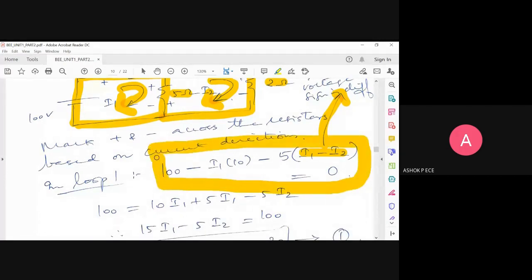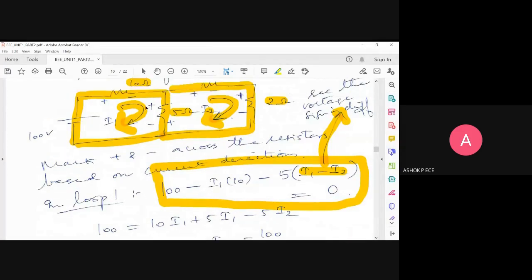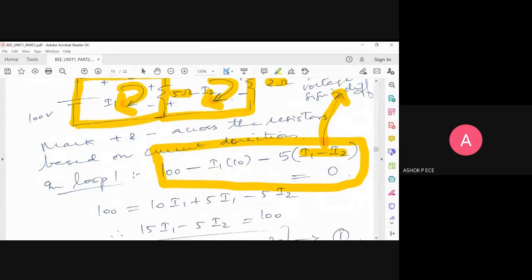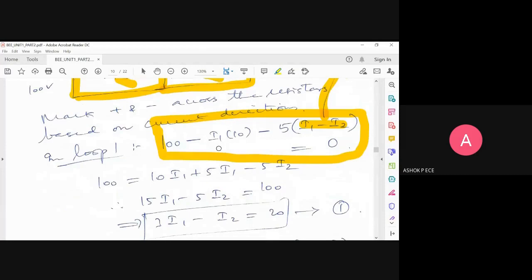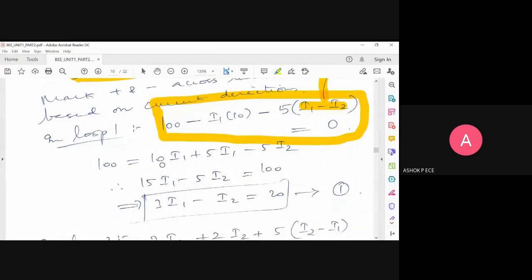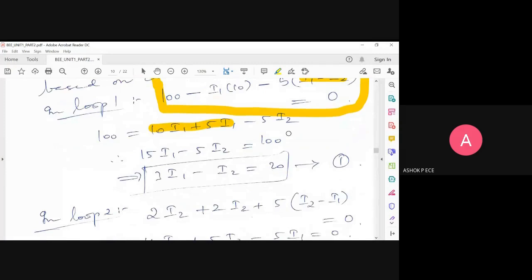Kirchhoff voltage law: the algebraic sum of voltages in a closed path is 0. So now you simplify: 100 equals 10 I1 plus 5 I1 minus 5 I2. So 10 I1 plus 5 I1 is 15 I1, minus 5 I2 equals 0. Dividing by 5, 3 I1 minus I2 equals 20. This is your equation number 1. Any doubt till equation number 1?